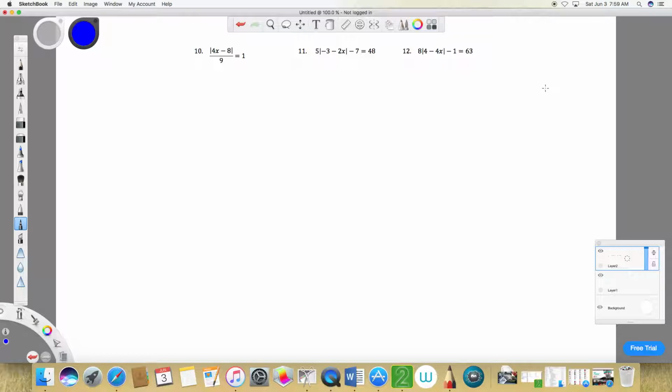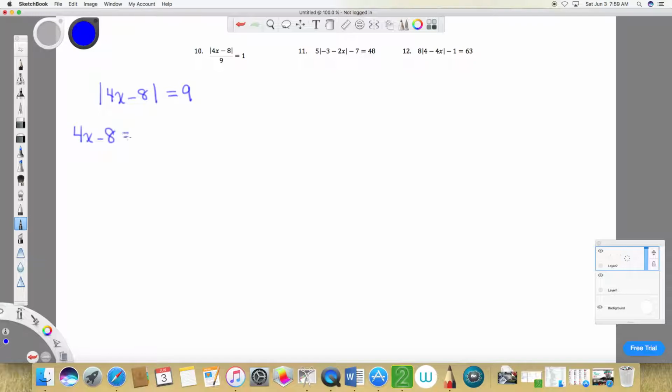We've got three equations here, absolute value equations. Let's solve each one of these. We start out by trying to get the absolute value by itself. So in problem number 10, let's multiply both sides of this equation by positive 9. That'll cancel that 9 that's in the denominator, because 9 divided by 9 is 1, and 1 times 9 is 9. So now that the absolute value is by itself, this splits into two equations.